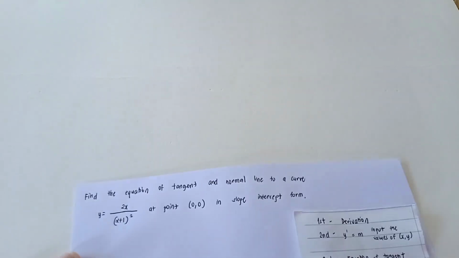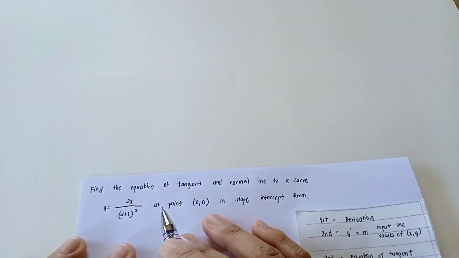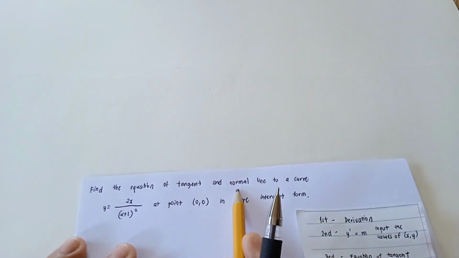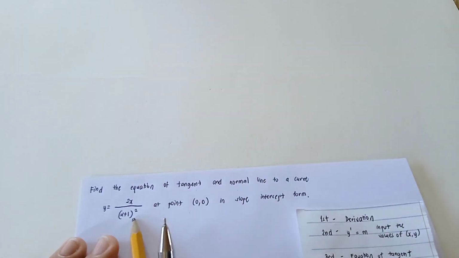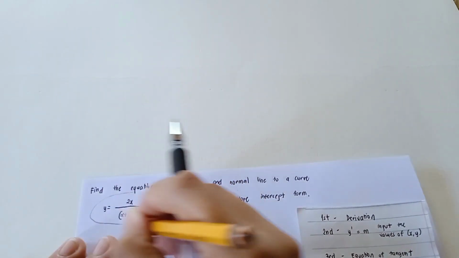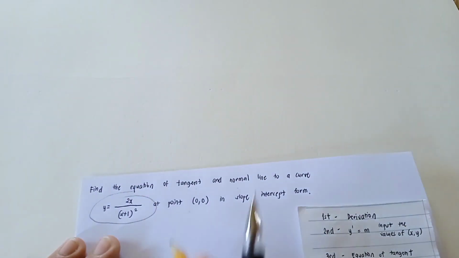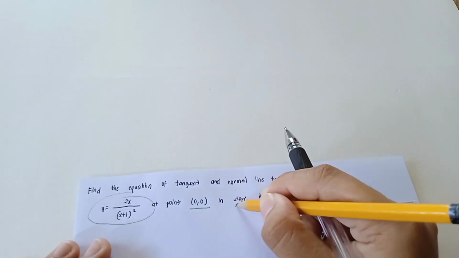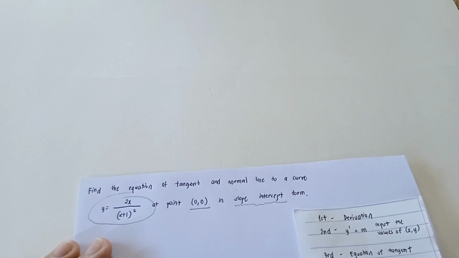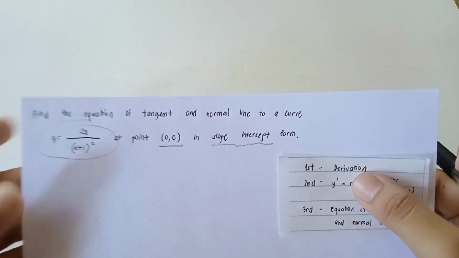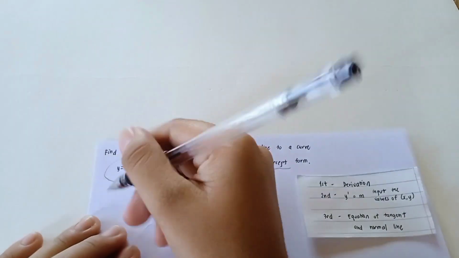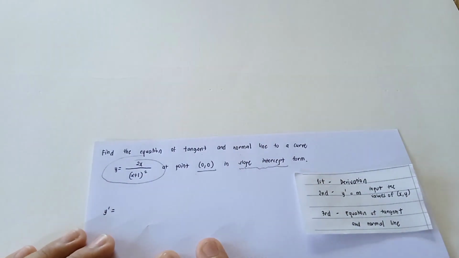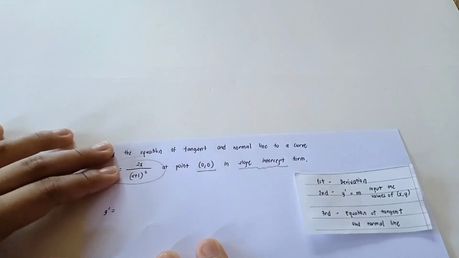So now let's start. Let's read first the problem. Find the equation of the tangent and normal line to the curve y equals 2x over (x plus 1) squared at point (0, 0) in slope-intercept form. So again, our first step is the derivative. So let's first derive the given function. In here, we can use the quotient rule.